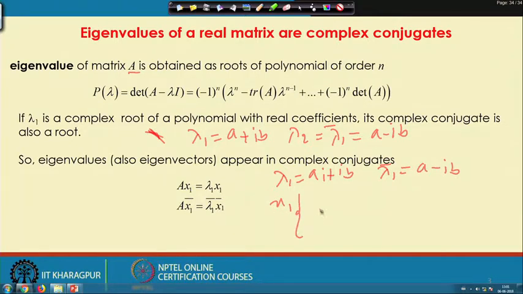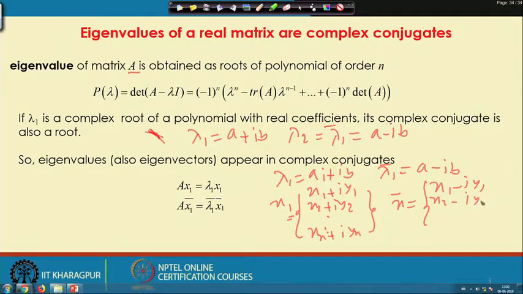Similarly, we can have x 1 equal to x 1 plus i y 1, x 2 plus i y 2, and so on to x n plus i y n. Then lambda 1 bar will have a corresponding eigenvector, which is x 1 minus i y 1, x 2 minus i y 2 to x n minus i y n, and only if we have this can we have a real matrix A for which these are eigenvalues and eigenvectors. Otherwise, if they do not appear in complex conjugates, the matrix is not a real matrix.